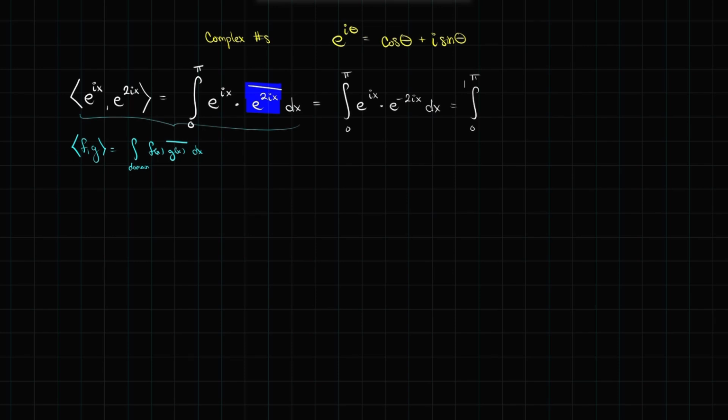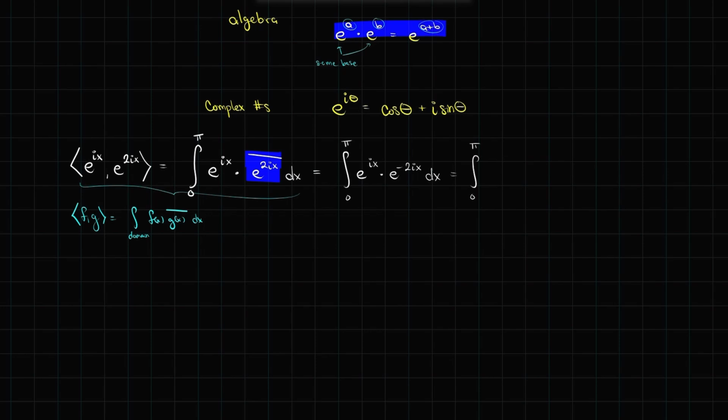Because of my exponent rules, that's my algebra right up here, what can I do? I've got a multiplication of two exponentials. That means that I can combine the exponents themselves, and I get ix minus 2ix, dx from 0 to pi. If I simplify what's in the exponent there, that's one copy of ix minus two of them. I get e to the minus ix dx. And now I can find an antiderivative.